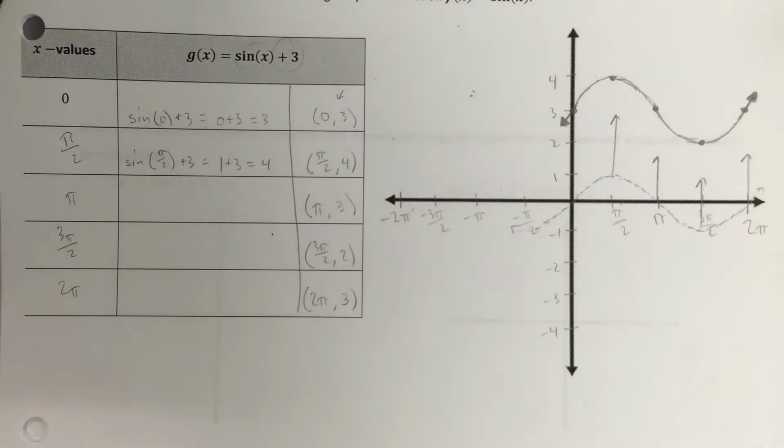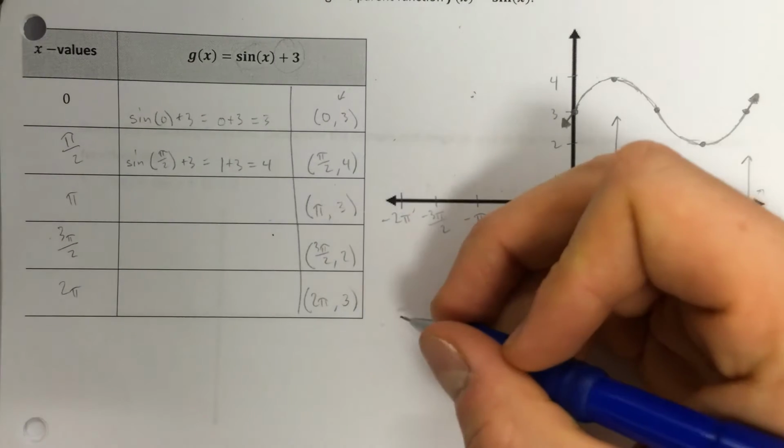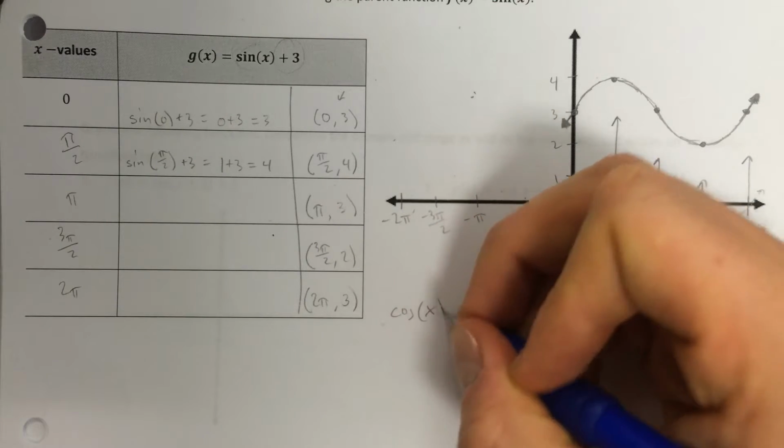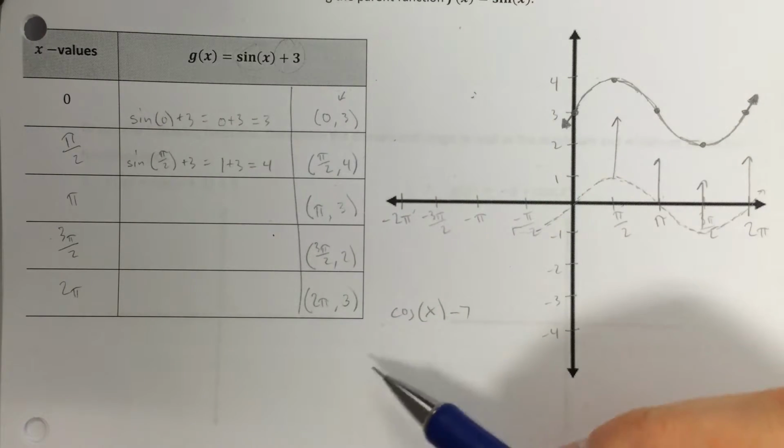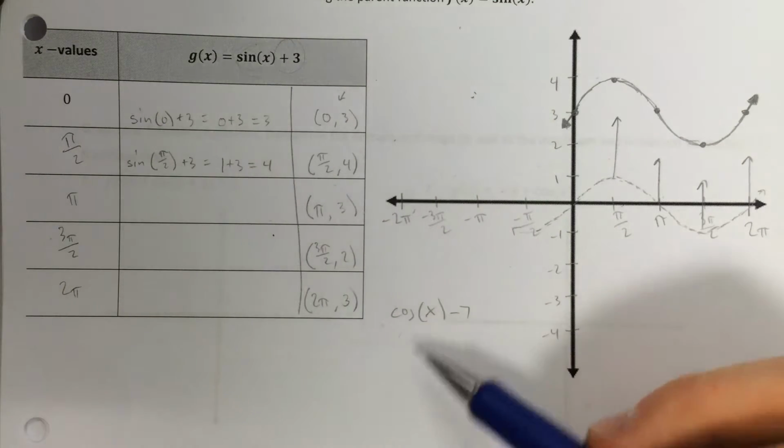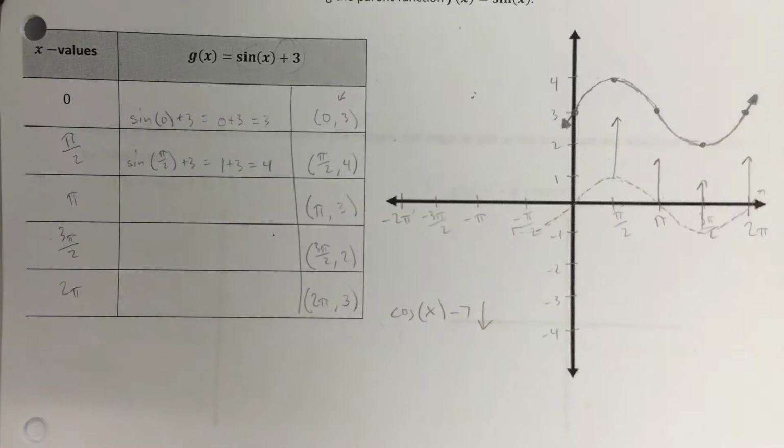So in general, we said if we have, let's say, cosine of x minus 7, then we can draw the parent function and then shift it down 7. Okay? So that's our function.